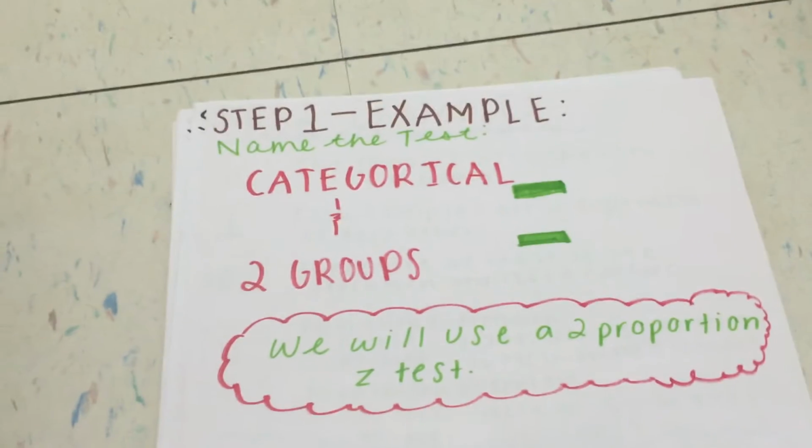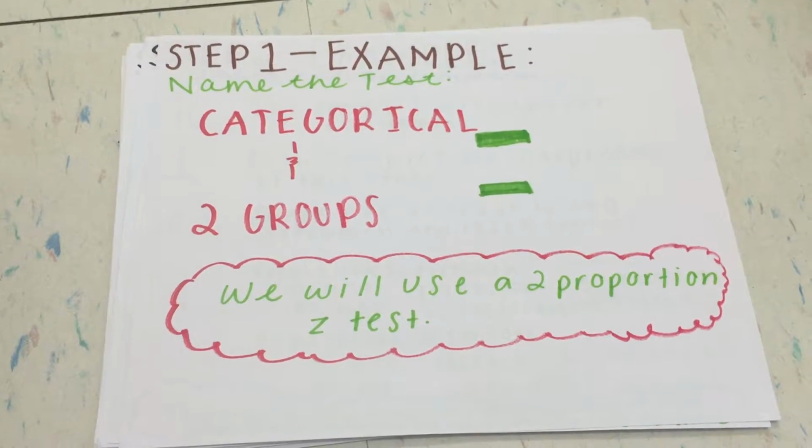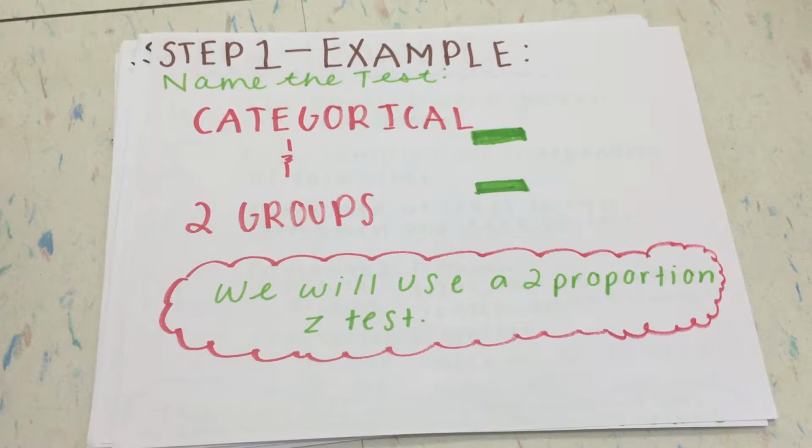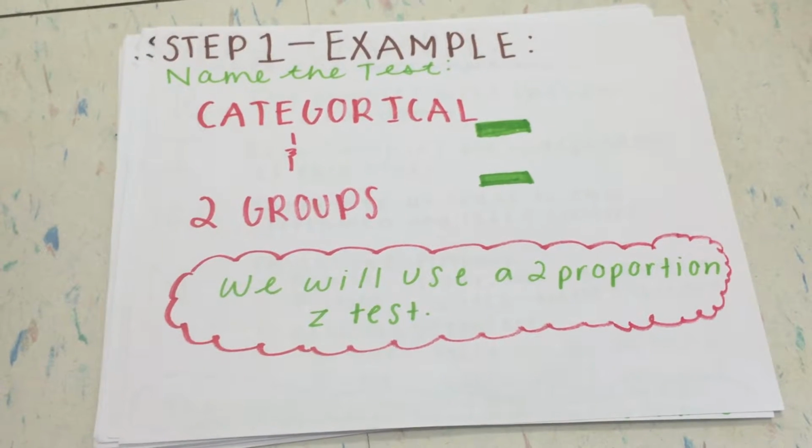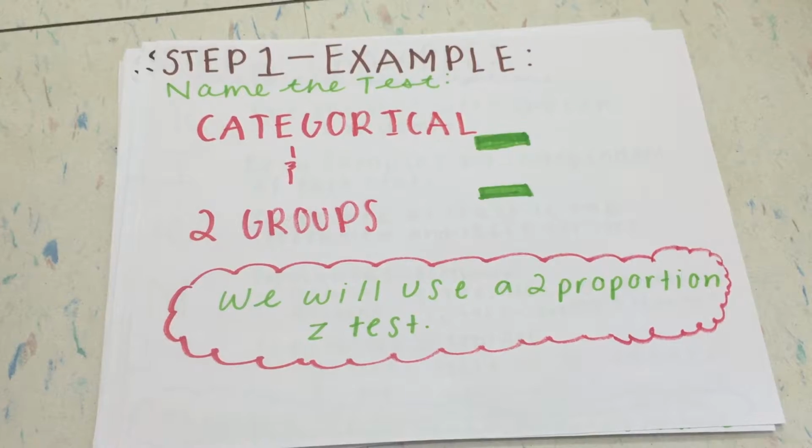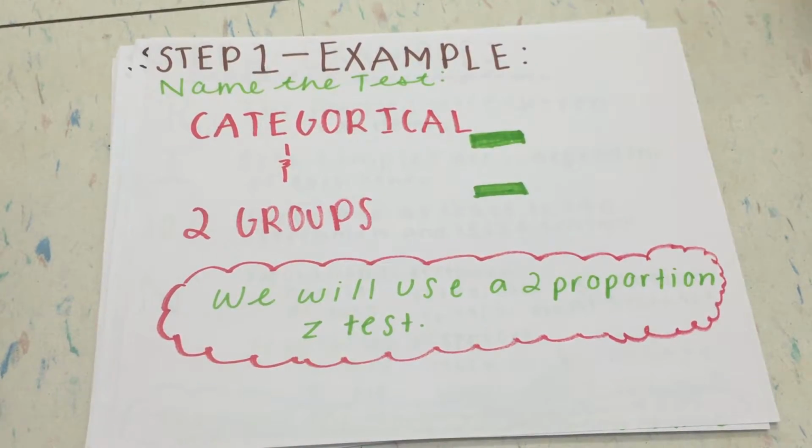Let's start with our steps. Remember, step 1 is to name the test. Since the data is categorical, whether they use anabolic steroids, and there are two groups, freshmen and seniors, we write down on our paper we will use a 2 proportion Z test.